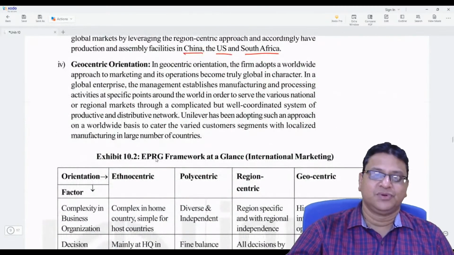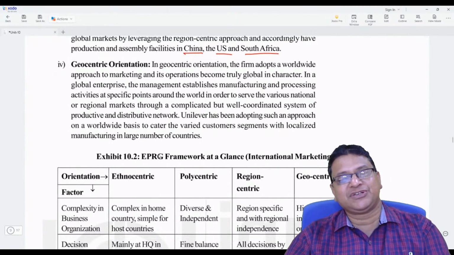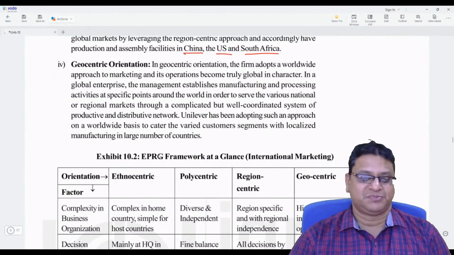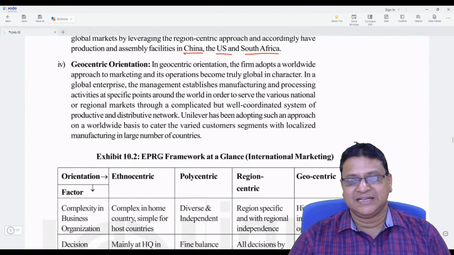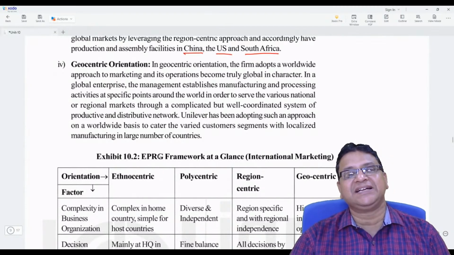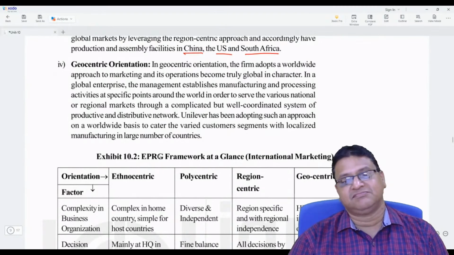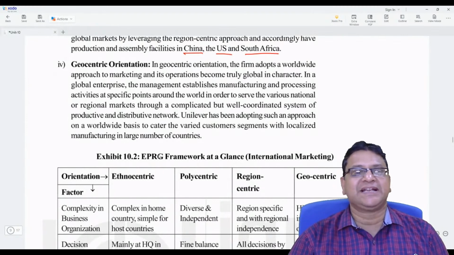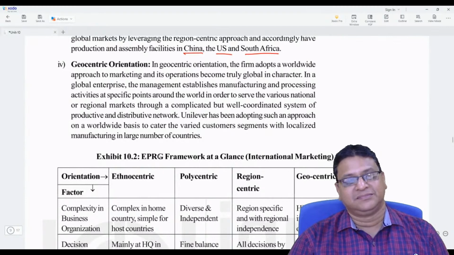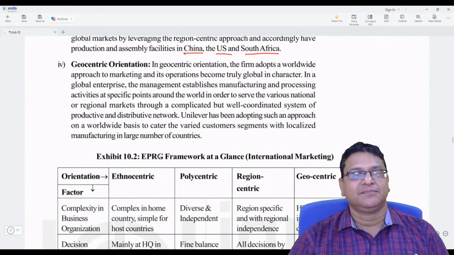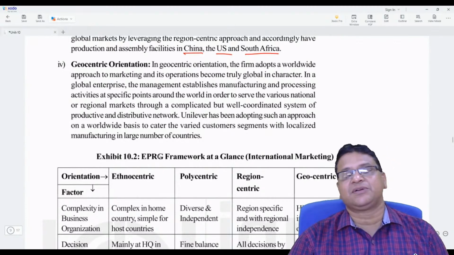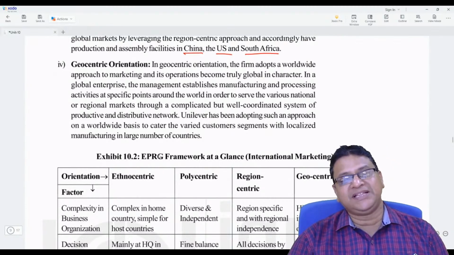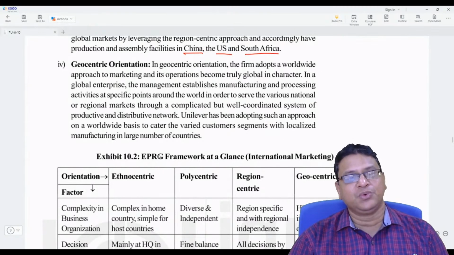Geocentric approach. What is the geocentric approach? This is altogether a different approach. In this case, the organization sees the entire world as one market. It designs the product for the entire globe. It markets its product in the entire globe. Many MNCs follow geocentric orientation. Usually the transnational companies follow geocentric orientation.